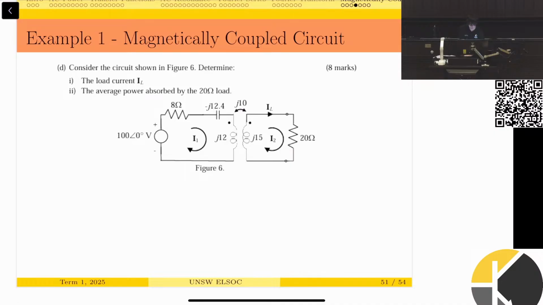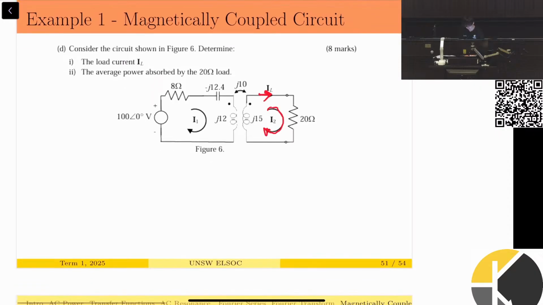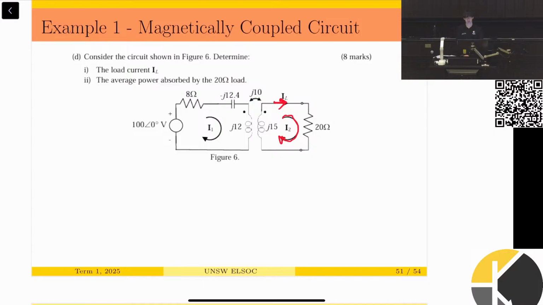Cool. Let's jump into a question. The first question is asking us to find the load current IL, which is the same as current I2. So to find this, the first thing I always do is dot convention. So current I1 flows into the dotted terminal. So will the dotted terminal on the other side be positive or negative? Positive. So this will be positive and this side will be negative. I2 flows into the non-dotted terminal. So will this dotted terminal be positive or negative? Negative, yeah.